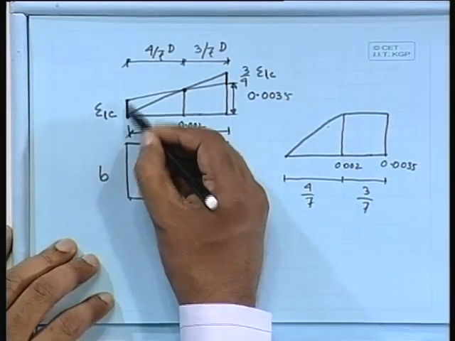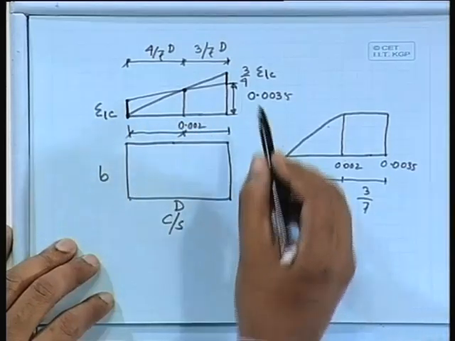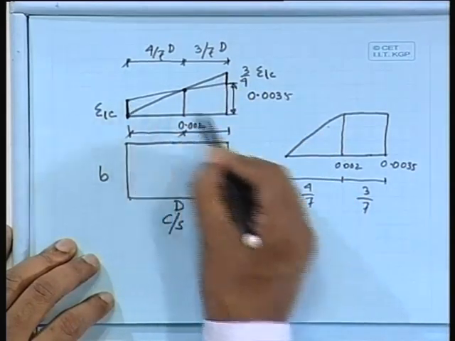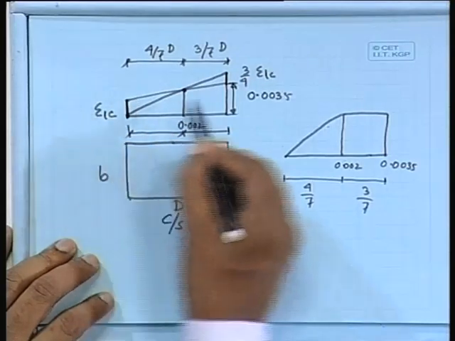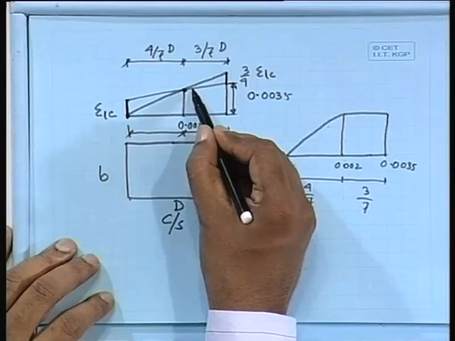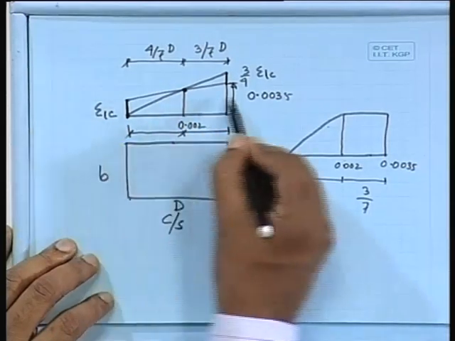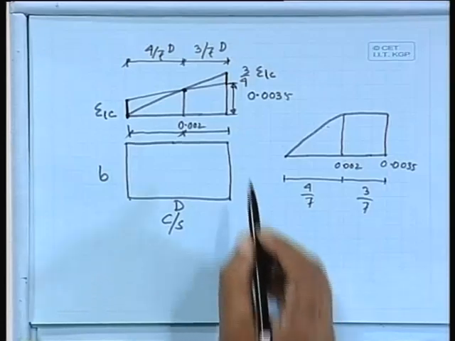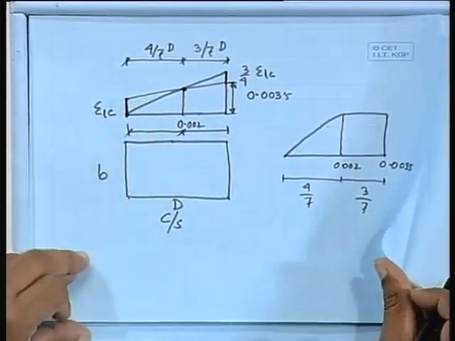Now how shall we get this value? Obviously this value we shall find out depending on the situation, where the neutral axis is. Because I know this point, so we can find out where the neutral axis is, and accordingly we can find out this strain. Why is it so important?